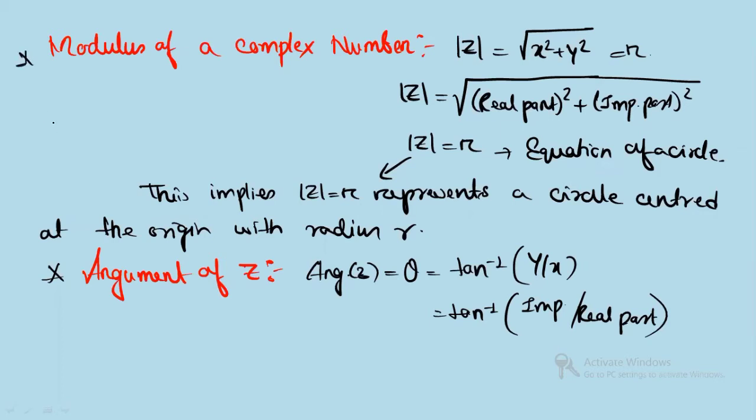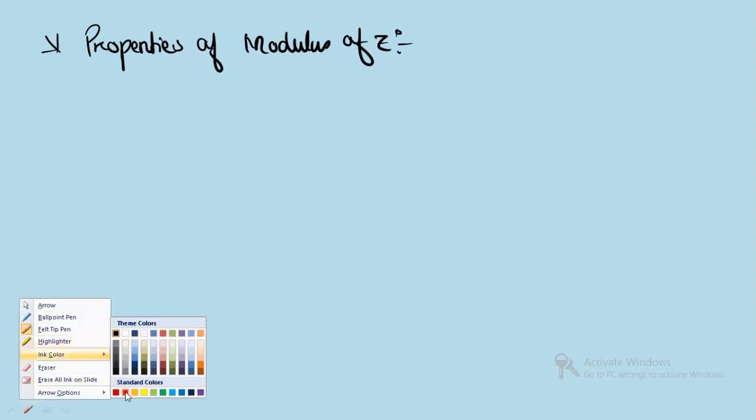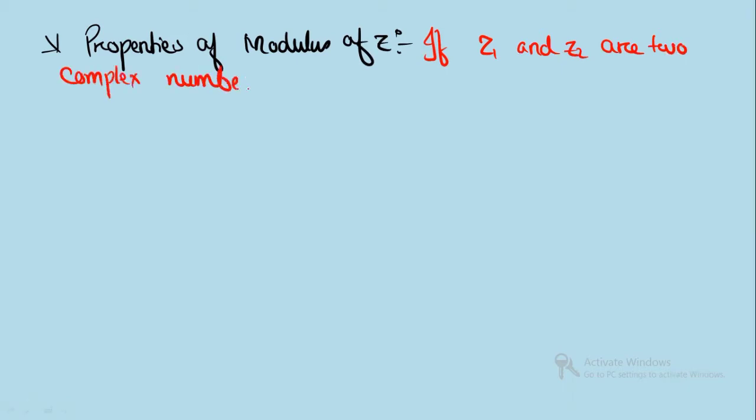Clear? Now after this, we will see the properties of modulus of z. We will have 4 properties of modulus of z. Firstly, if z1 and z2 are two complex numbers, then for this, you will consider two complex numbers, all right?